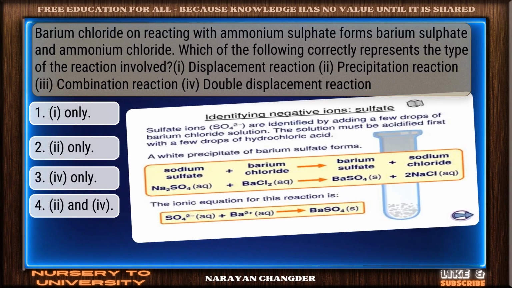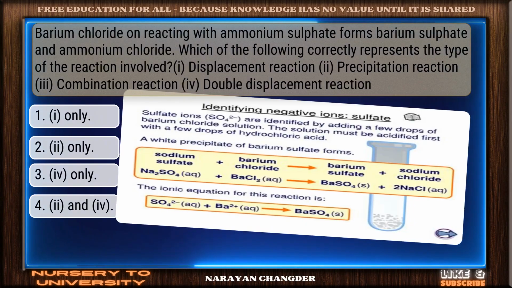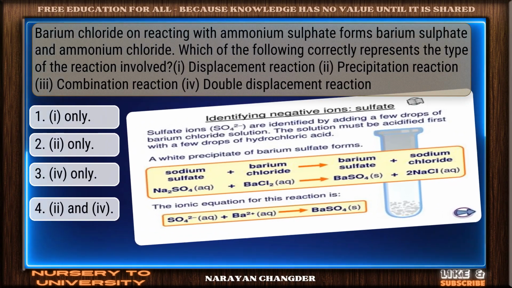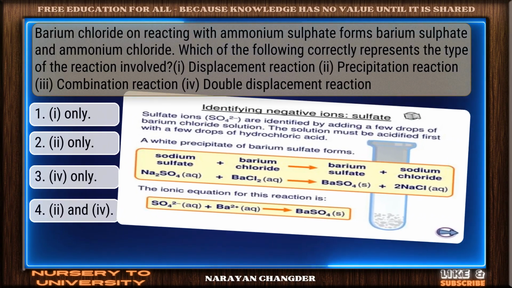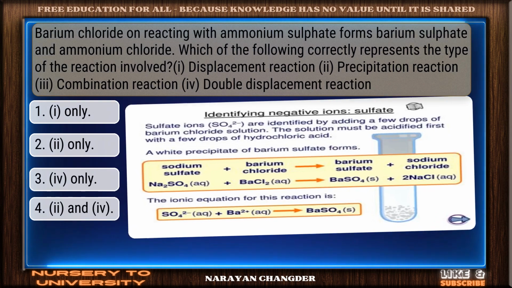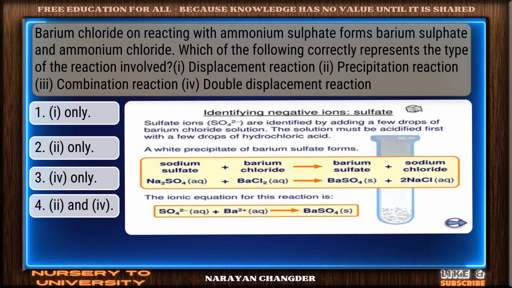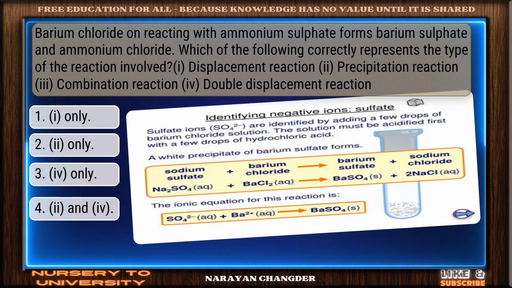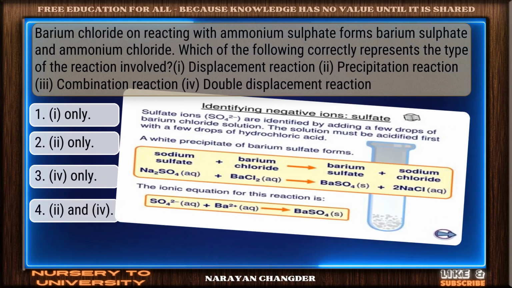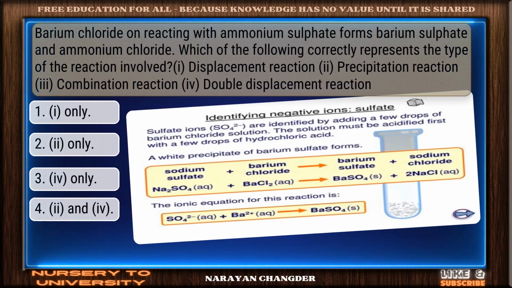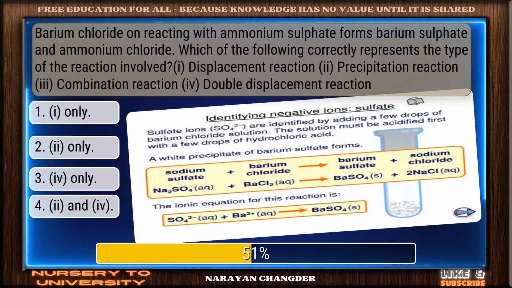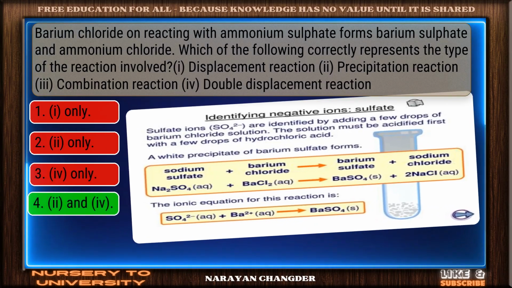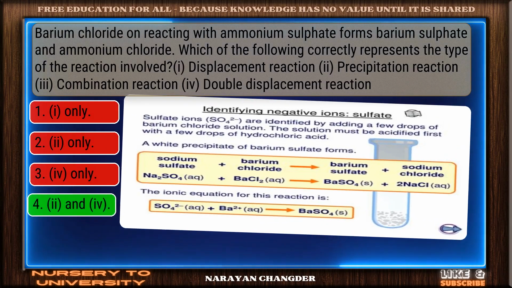Barium chloride on reacting with ammonium sulfate forms barium sulfate and ammonium chloride. Which of the following correctly represents the type of the reaction involved? Displacement reaction, precipitation reaction, combination reaction, double displacement reaction. Great thinking. And is right.